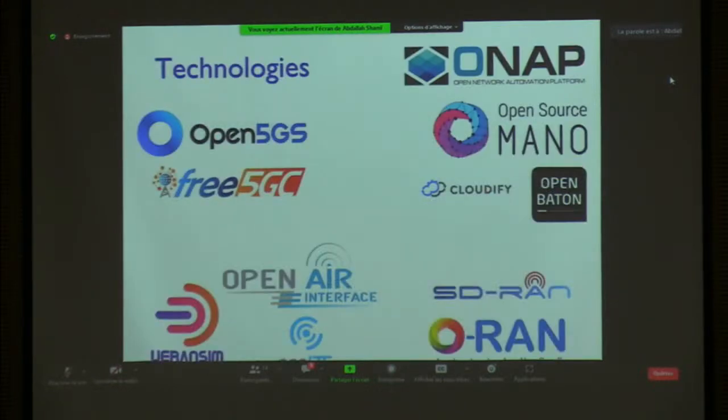Now, for the technology that we use in the prototype, we use mature, open source technologies that are widely used in the industry. We use ONAP, and we use Open5GS, as I mentioned. We tried free5GC, and it's good, but we preferred Open5GS. We're using Cloudify. On the RAN side, we're using some O-RAN test beds right now.